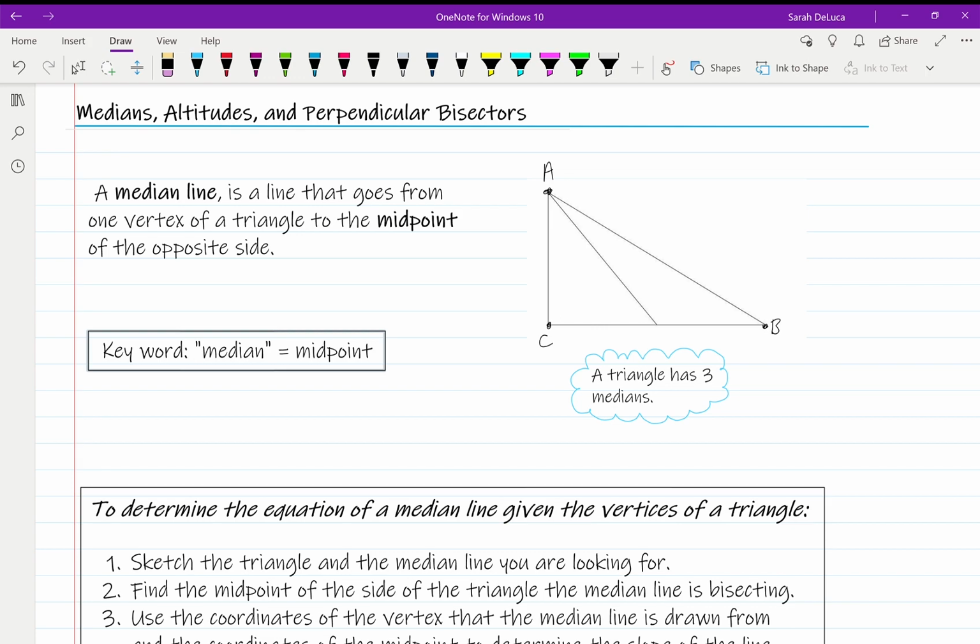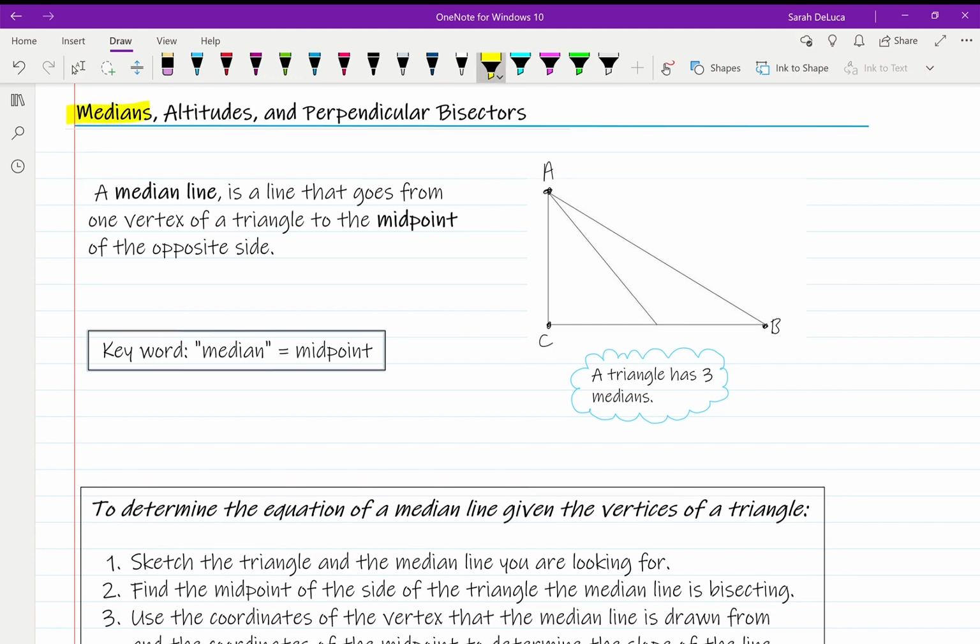This video covers the concept of medians, altitudes, and perpendicular bisectors. These things are just specific kinds of lines that are often involved in triangles, and questions will ask you to determine the equations of these lines. So we have to understand what makes a median, what makes an altitude, and what makes a perpendicular bisector, and how some of the concepts that you've learned in this year and previous years can allow us to determine these equations. So we're going to start with a median line.